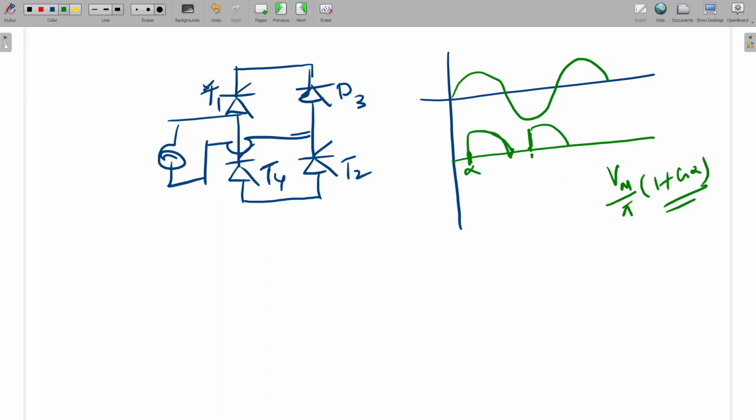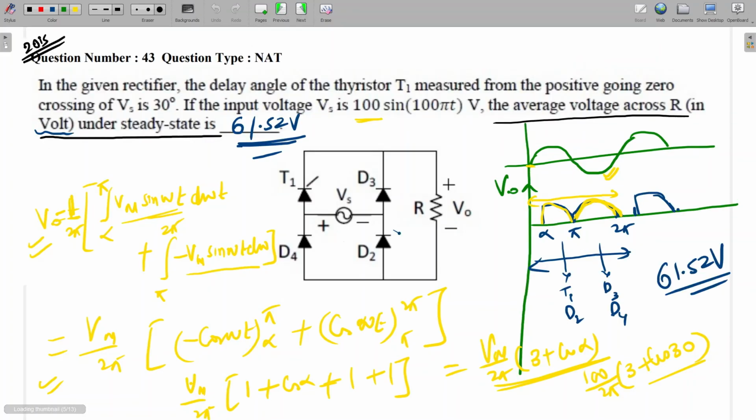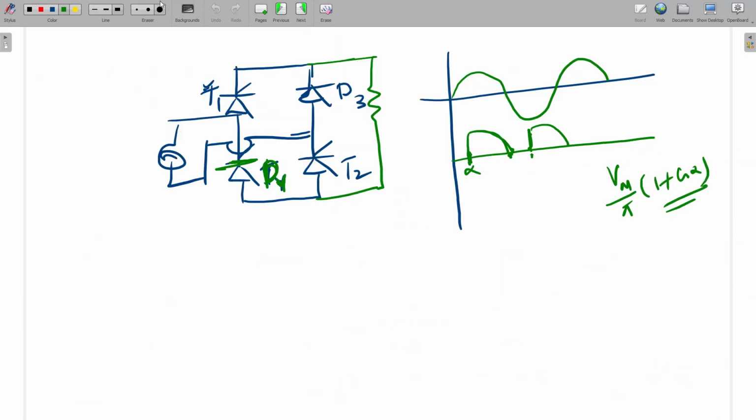Sir, if T3, T4 are diodes, for a resistive load, see, this is for a resistive load. You can ask, I mean, if we replace T3, T4 with D3, D4, I should replace them with diodes. So this is also the same. Here also it is the same, I think. Okay, two thyristors are there and two diodes are there, you are telling, right?